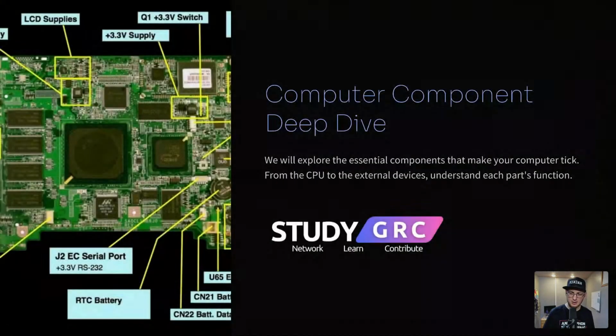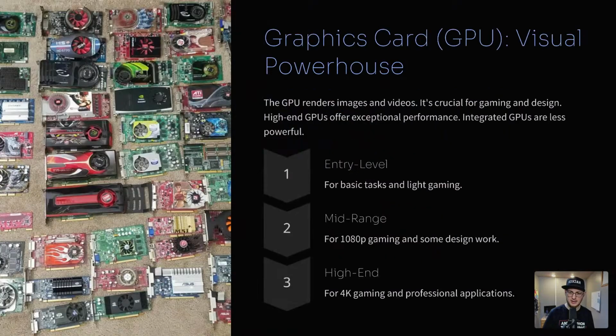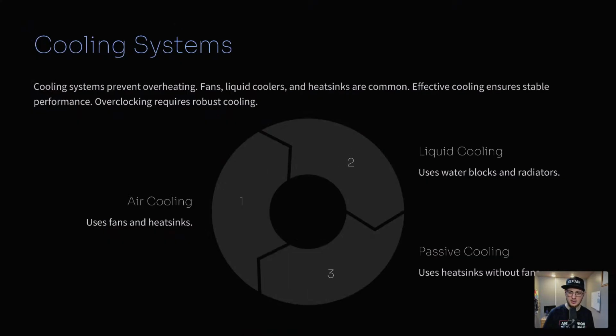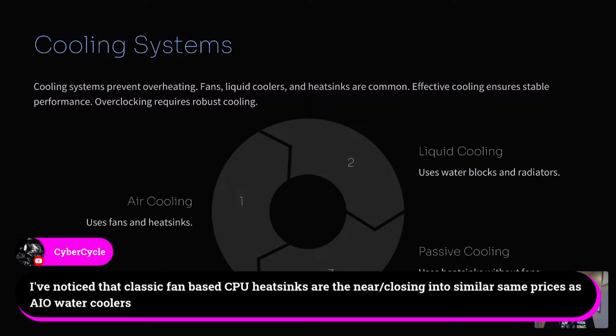So CyberCycle mentions pricing regarding the heat sinks and so forth. I've noticed that the classic fan-based CPU heat sinks are nearing similar prices as AIO water coolers. That may be true to an extent, but I think it depends on what type of build you're going to be doing.